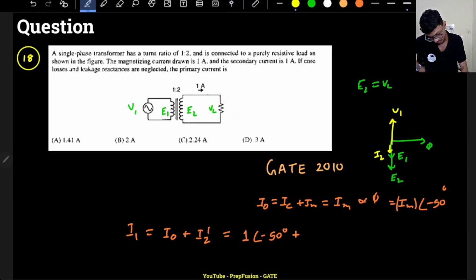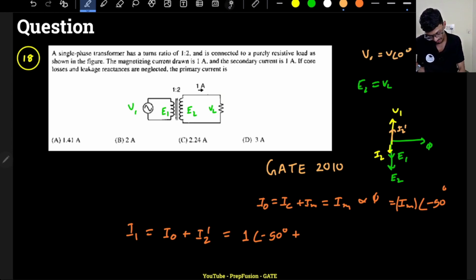So what will be I2 dash? I2 dash will be actually in phase with the voltage V1, because it is opposition. So the assumption is my reference is the input voltage, so it is V angle 0. Okay, that is my assumption.